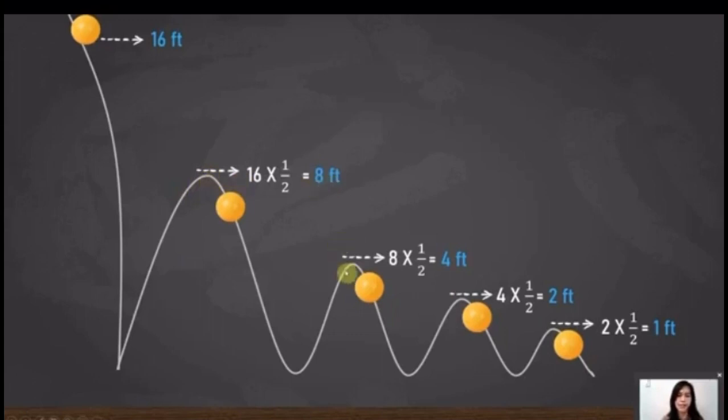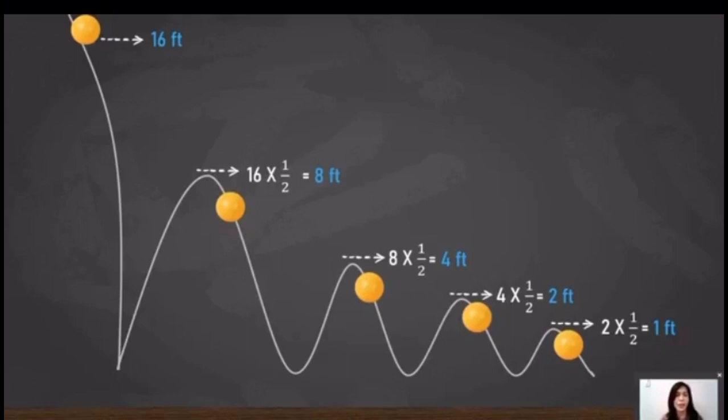Now this is our first rebound height. It's 8 feet. Second rebound height, 4 feet. Third rebound height, 2 feet. Fourth rebound height, 1 foot. Now what will be our 5th rebound height? You just have to multiply 1 foot and 1/2. So that's 1/2 or 0.5 feet. Again, our 5th rebound height is 0.5 feet.